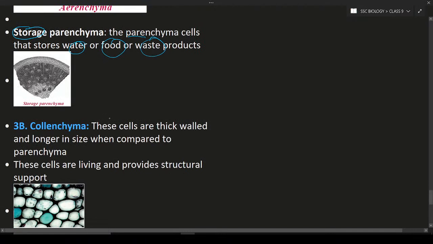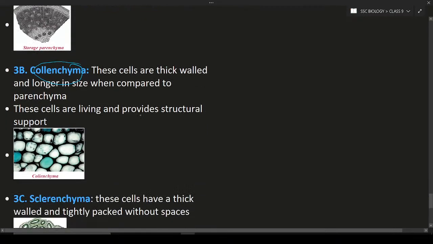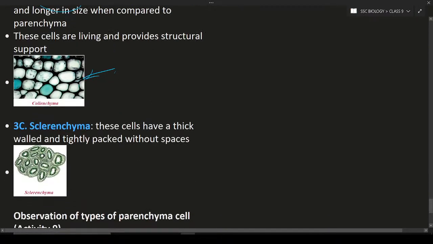So after parenchyma, the next thing is collenchyma. Collenchyma cells are thick walled and longer in size when compared to the parenchyma cells. So when you compare with parenchyma cells, these collenchyma cells have the thick cell wall. Next, they are longer in size. These are living and also provide structural support. If you observe under the microscope, they look like stones. That is collenchyma. So next one is sclerenchyma.